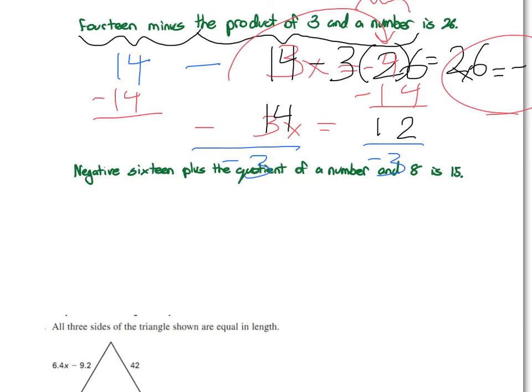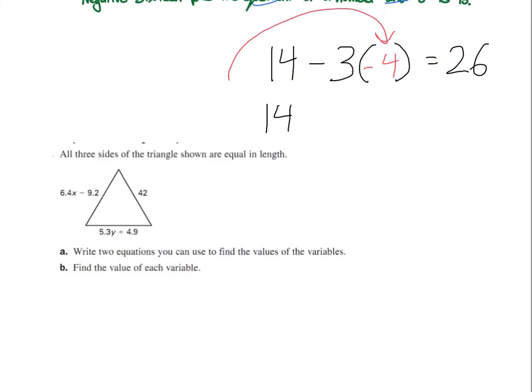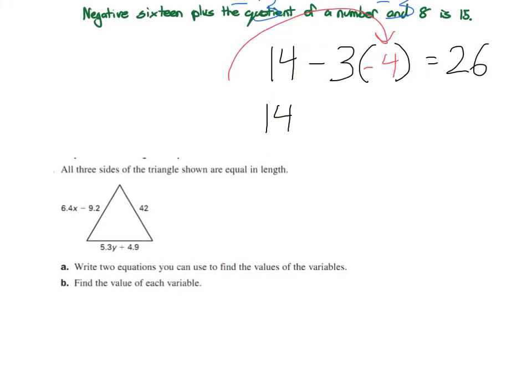And then after you're done doing that one, try this one. All 3 sides of the triangle shown are equal in length. That's good to know. Write 2 equations you can use to find the value of the variables, we have an x and a y here, and then find the value of each variable. I recommend working with a partner on that one because that one is tough. But you can do it.